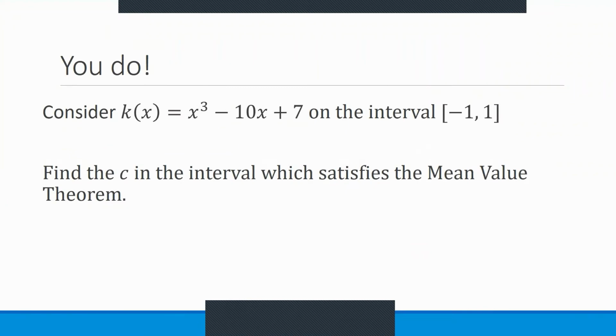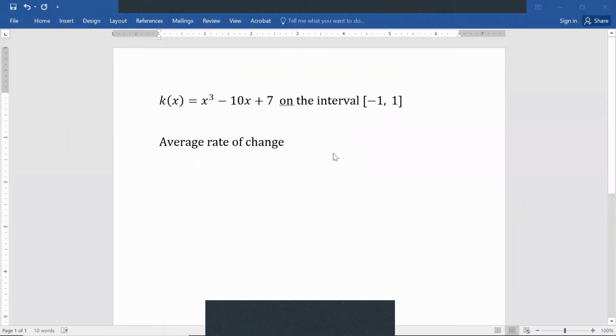Hopefully you went ahead and did that and found the c in the interval which satisfies the mean value theorem of differentiation for this k of x on the closed interval from -1 to +1. If you have not, push pause and do that right now. Let's go ahead and solve this algebraically. k of x here is x to the third minus 10x plus 7.